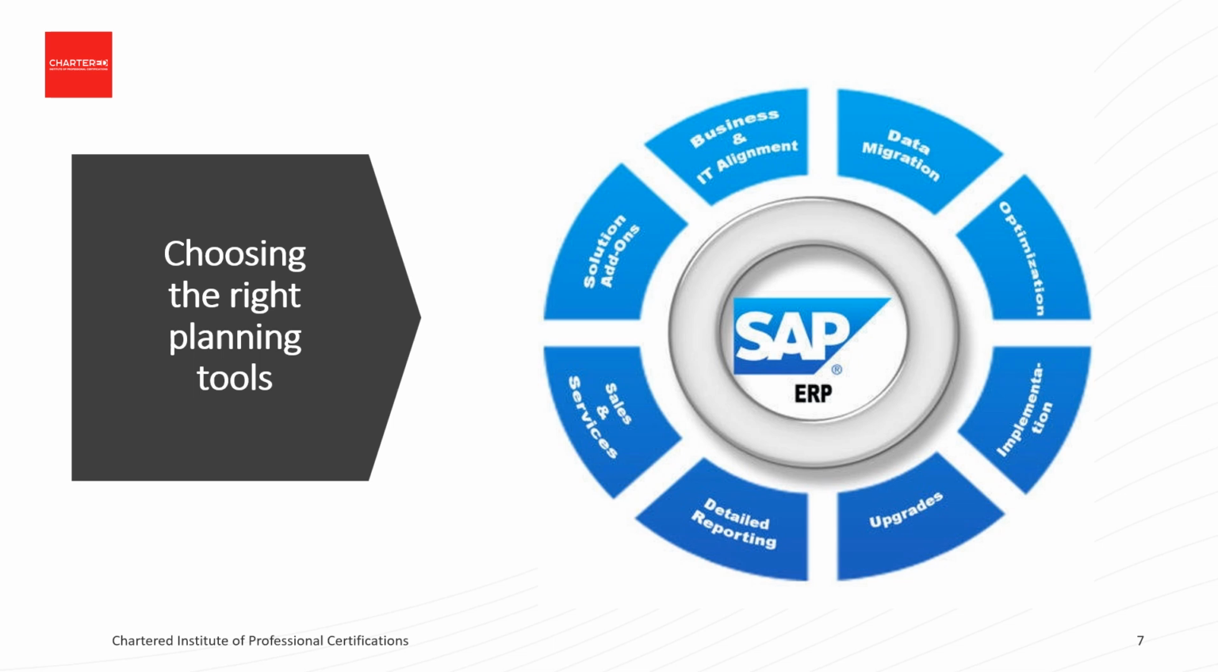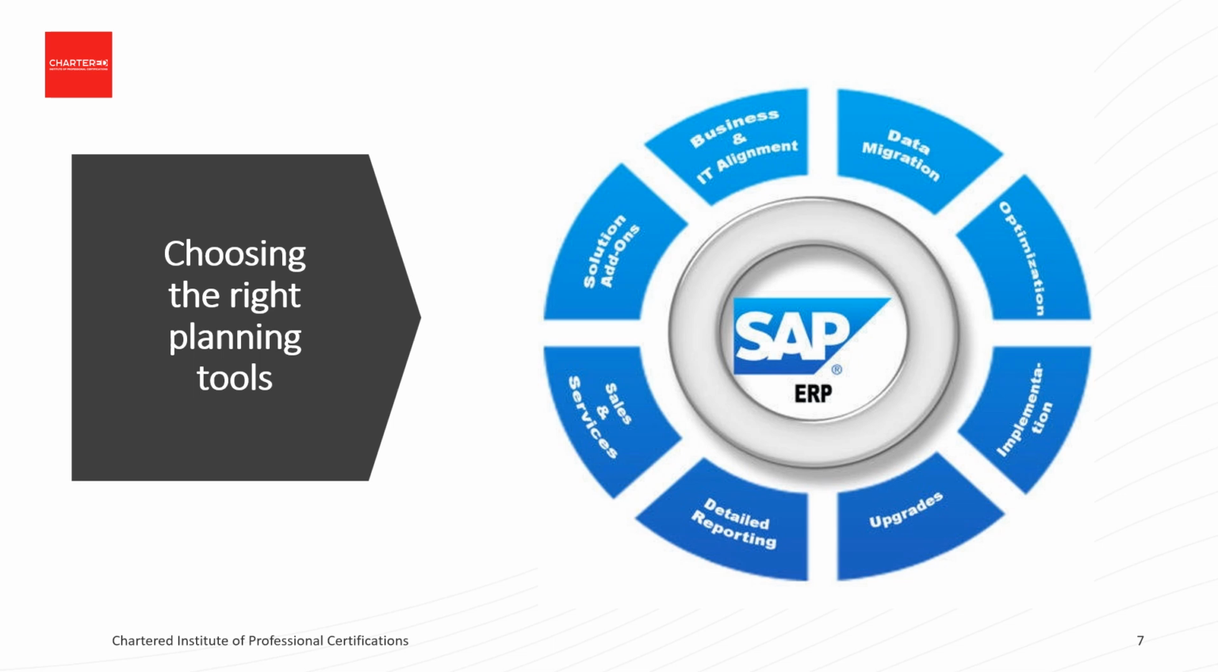Now, choosing the right planning tools means looking at different aspects. One aspect would be functionality. Different tools offer different capabilities. For instance, some tools might excel in demand forecasting, while others might be better at inventory management or logistics optimization. It's important to choose a tool that provides the functionalities that your company needs most.